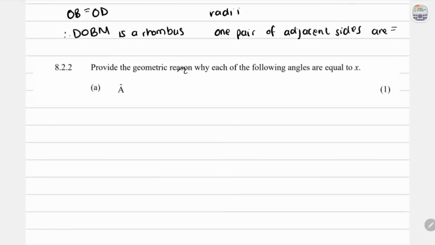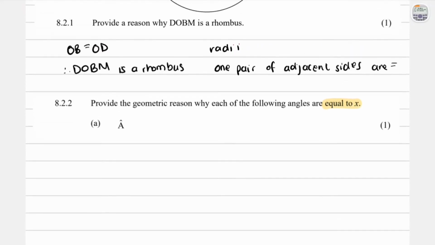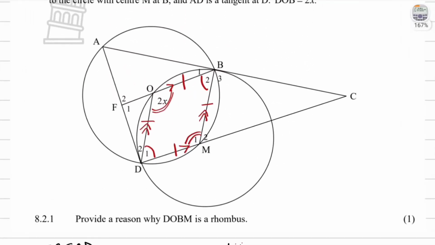The next question says, provide the geometric reason why each of the following angles are equal to x. That is a very nice question because they're not asking you to find angles that are equal to x. They're giving you the angles and saying, hey, this is equal to x. Just tell us why. Okay, so let's look at that. Angle A. Why is A equal to x? Okay, I think that one is quite simple.